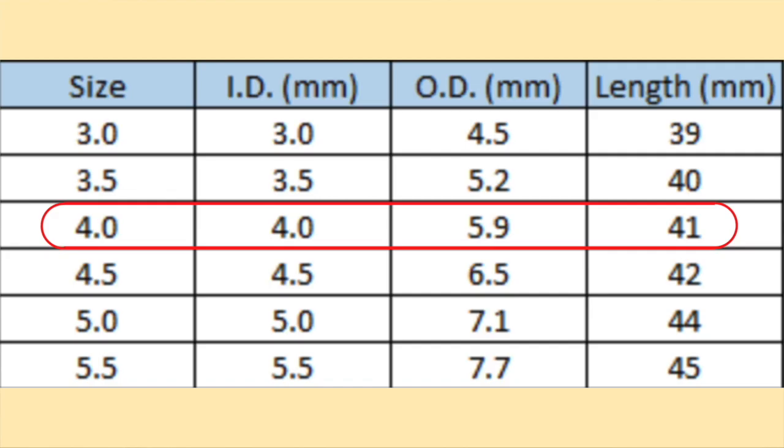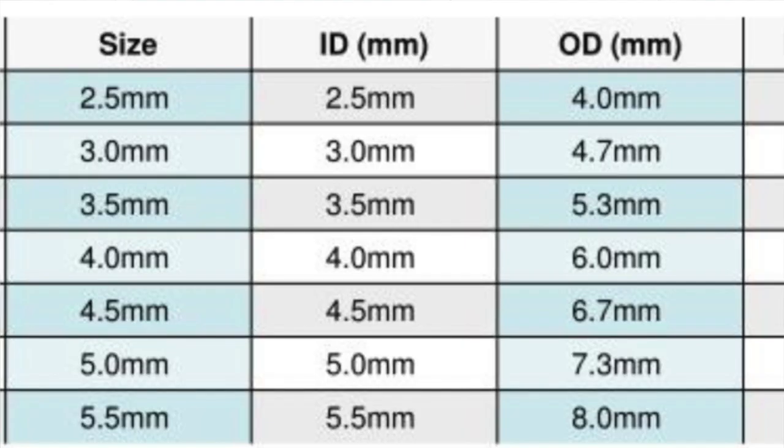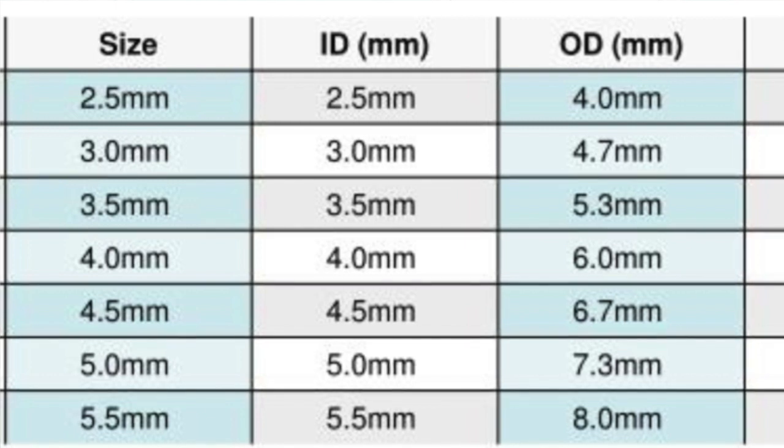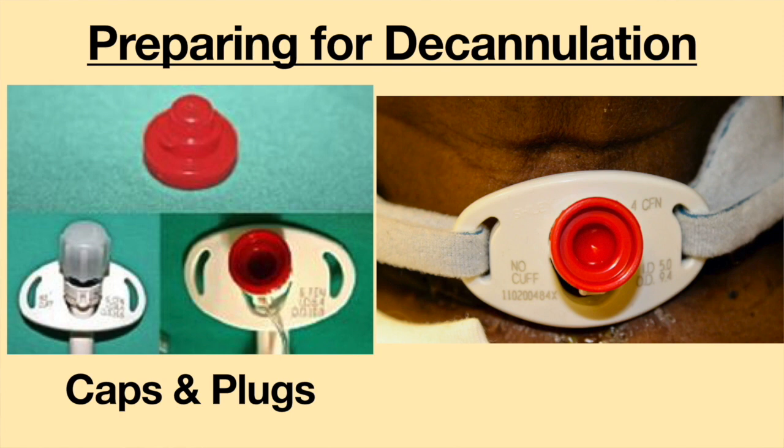Once the criteria are met, the process for decannulation can begin. The first step is to decrease the size of the tracheostomy tube. For adults, the tracheostomy tube should be downsized to a size 4. For children, the tracheostomy tube will be at least one size smaller than what the child is currently wearing. With the smaller tracheostomy tube in place, if the patient is able to breathe normally, a tracheostomy tube plug or cap will close off the tracheostomy tube.